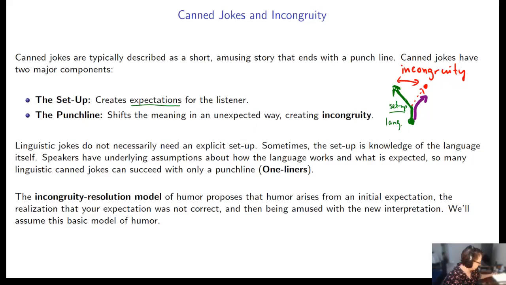So one of the basic models of psychological humor that we'll take is that humor comes from the fact that we have an expectation about how language works and how we should interpret it. So we're led down one path. We're told, actually, this is what we mean over here. So this difference, this incongruity, makes it funny.